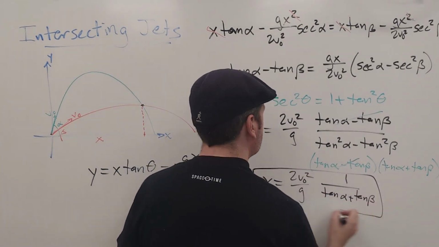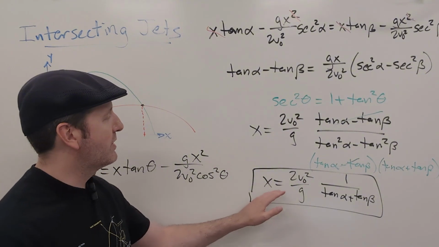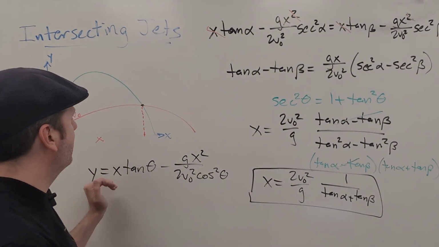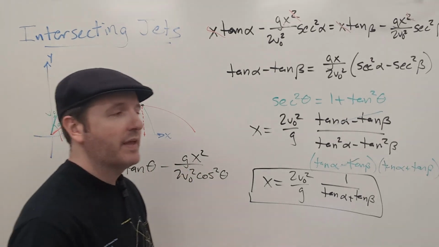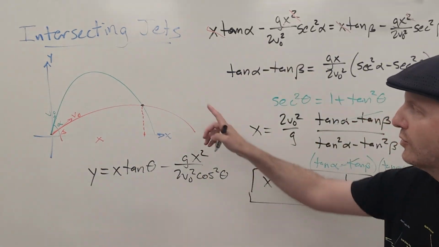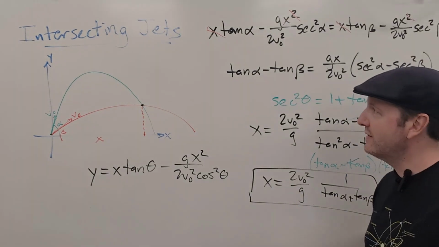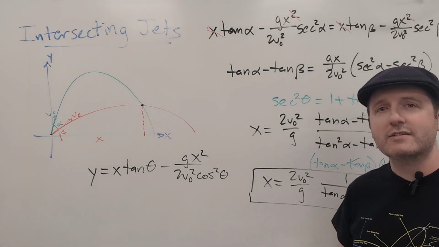There's our location horizontally, at least, where these two jets will cross. And if we really wanted to, we could take this and plug it back in for the x's in this equation and calculate the vertical location of that cross. Maybe I'll leave that as a little exercise to the viewers. At any rate, there we have it. Horizontal location of the crossing jets. QED.